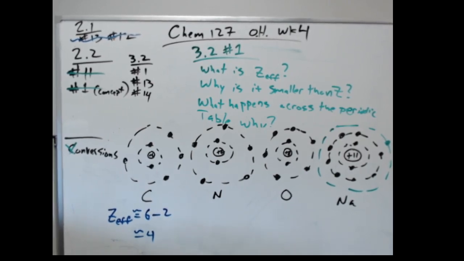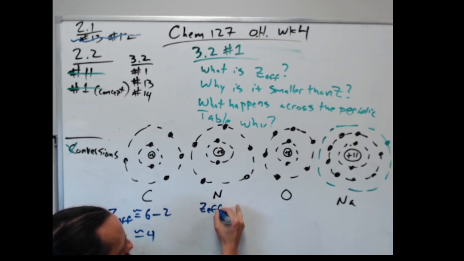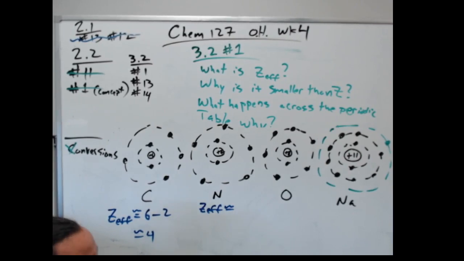When I look at nitrogen, I say, okay, well, what's my Z effective for nitrogen? Here, have I increased my amount of shielding?